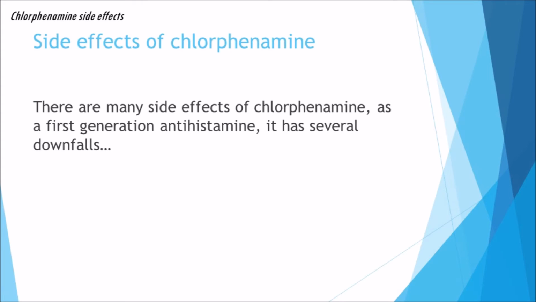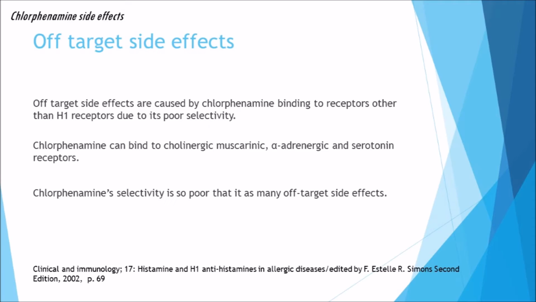Moving on to the side effects of chlorphenamine, the first-generation antihistamine has many downfalls. Off-target side effects are caused by chlorphenamine binding to receptors other than the H1 receptors, and this is due to its poor selectivity for the H1 receptor. Chlorphenamine can bind to cholinergic muscarinic, alpha-adrenergic, and serotonin receptors and have adverse effects by these mechanisms. Due to chlorphenamine's very poor selectivity, it has very many off-target side effects.